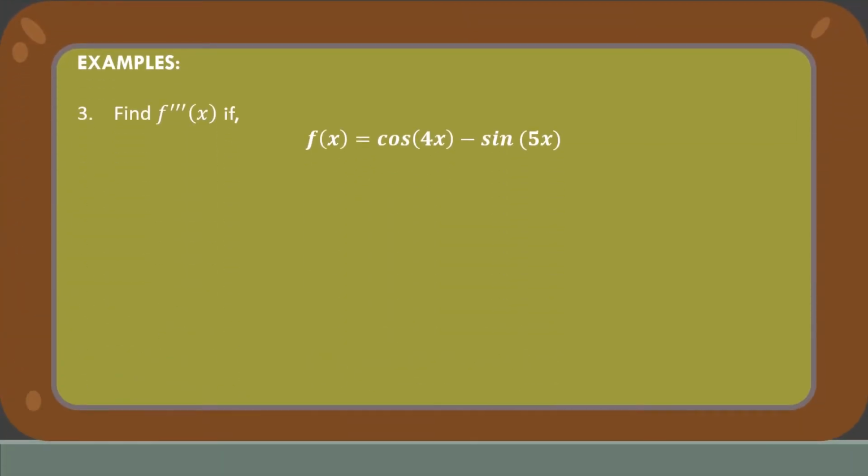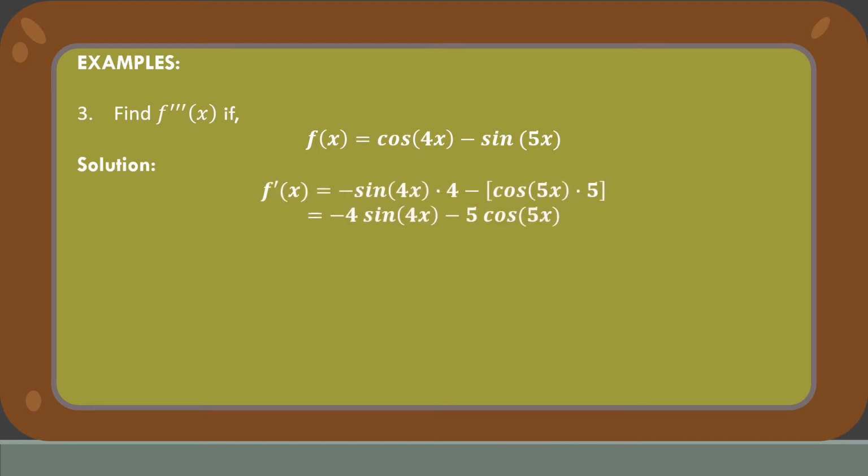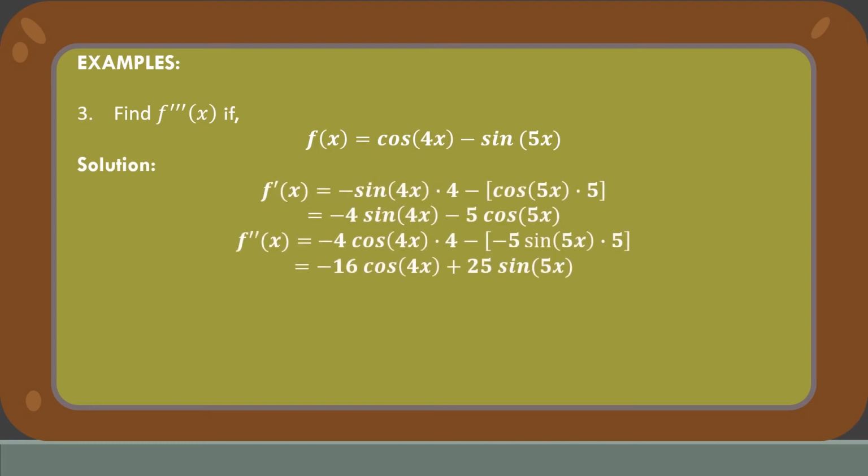And for example number 3, find the third derivative of the function if f of x equals cosine 4x minus sine 5x. Now let's proceed to the solution. First, we take the first derivative. So it equals negative sine 4x times 4 minus cosine 5x times 5. Or simply we have negative 4 sine 4x minus 5 cosine 5x.